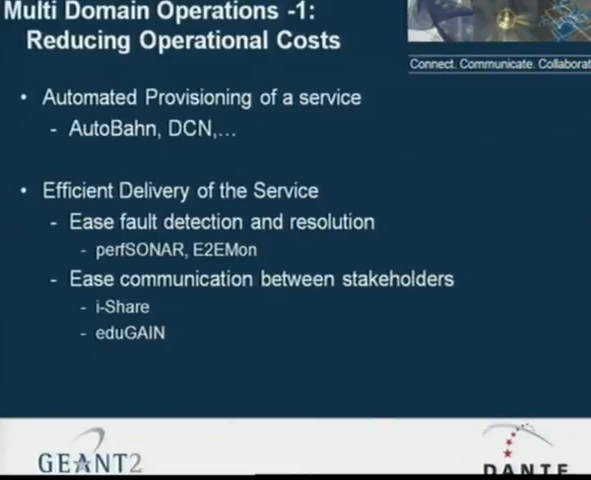And outside Gen 2, for example, the DCN initiative is an initiative started by Internet 2 that is looking at the same and automating the provisioning of services. What we have to make sure is that all these initiatives are compatible with each other so that this aim of extending the services across different world regions will eventually work.